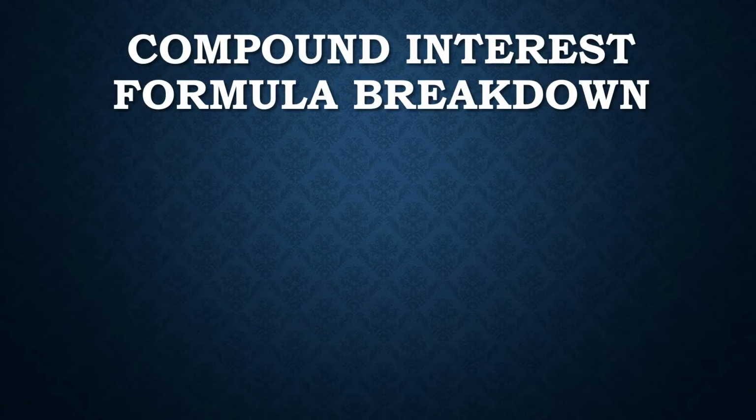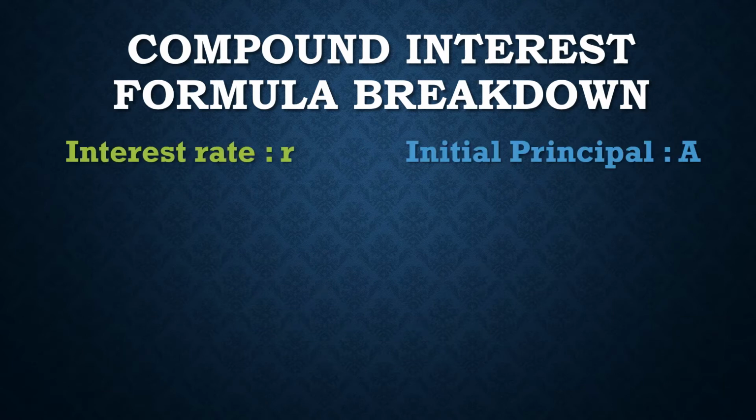So we can think about this basic formula of compound interest here. What happens? Well, we can start with this idea that the interest rate we can state as a lowercase r. If the interest rate is 8%, our r equals 0.08. The initial principal is A. So in this case, our initial principal was $100, so A equals $100.